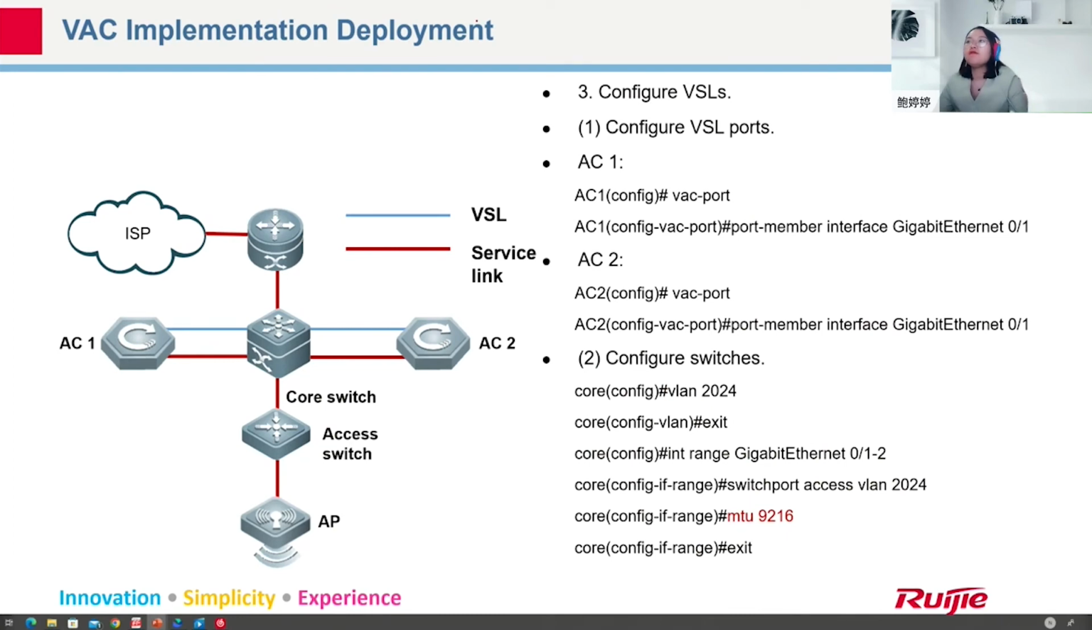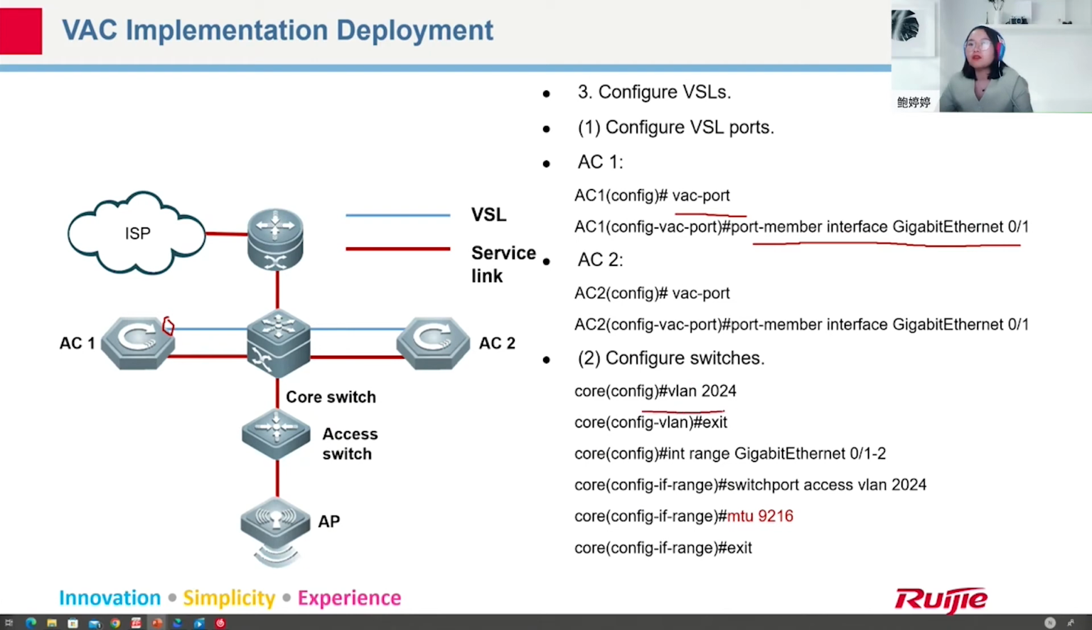Then we have to configure the VSL link. On AC1, we have to create a VAC port and add one link, gigabit 0/1, this interface, into the VAC port, and do the same configuration on AC2, adding the interface into the VAC port. And about the switch, pay attention, we have to do two special configurations, one for MTU and another one to make the VSL link in the same broadcast domain.